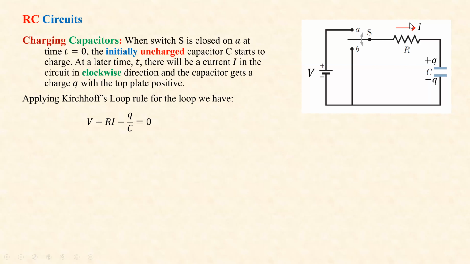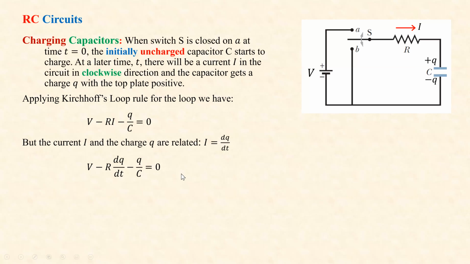But this current is related to the charge because the charge is because of the current. And as the current flows, the charge increases. And you know that the current becomes rate of change of the Q. Okay, I becomes dQ/dt. Therefore, we can replace I by dQ/dt. So we get this equation: V minus R dQ/dt minus Q over C equal to 0.